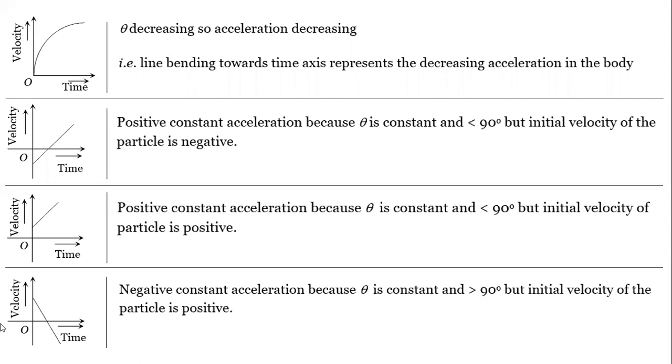The last graph states that the initial velocity is positive, suppose 5 meter per second, and then it is retarding. The velocity is decreasing, so the graph is decreasing because the angle is more than 90. Angle more than 90 means tan theta is negative. Negative means the value should decrease. Arpit, is it clear?